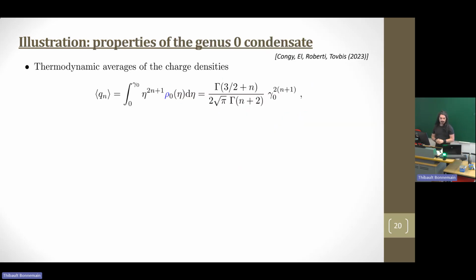Okay. So now that we have the density of states of our condensate, we can use it to compute the averages of the conserved charges. Okay. So recall that here the averages are defined as the amount of charge carried by a single soliton. For KdV, it takes this as a single form, integrated over the density of states. And for the genus 0 condensate, you end up with this rather compact form.